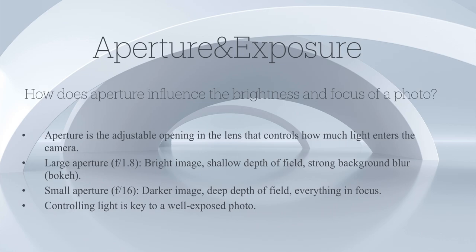Small aperture, like f/16, produces a darker image, a deep depth of field, and keeps everything in focus. Controlling light is key to a well-exposed photo.